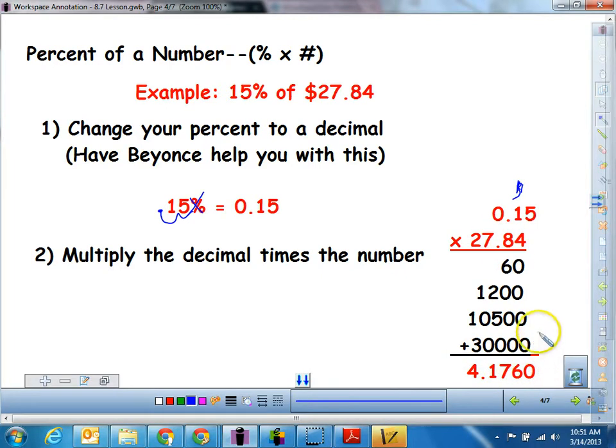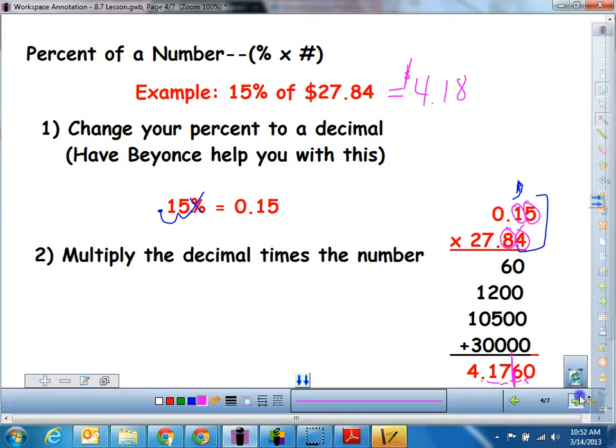And don't forget that when we multiply decimals, we have to go back to our original problem and see how many places after the decimal did we have. Well, we had 1, 2, 3, 4 places to the right of the total decimals. That means I need to have 1, 2, 3, 4 places to the right of my decimal here. So since we're talking dollars and cents, we want to round it to here, cut it off there. So I would say that 15% of $27.84 would be $4.18.